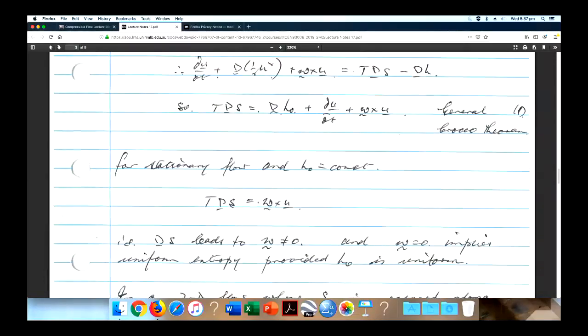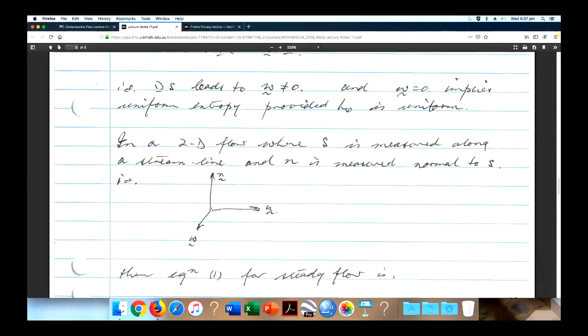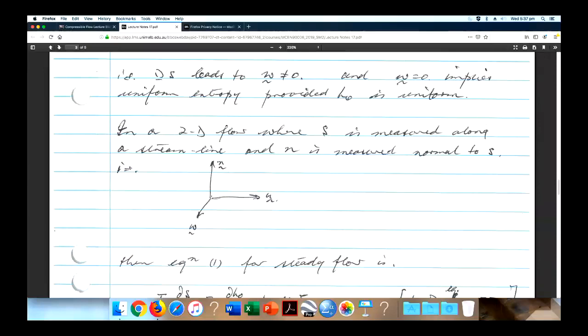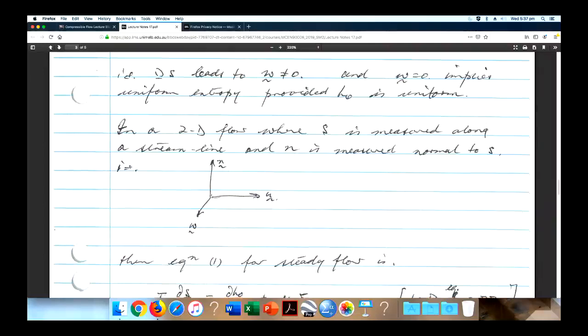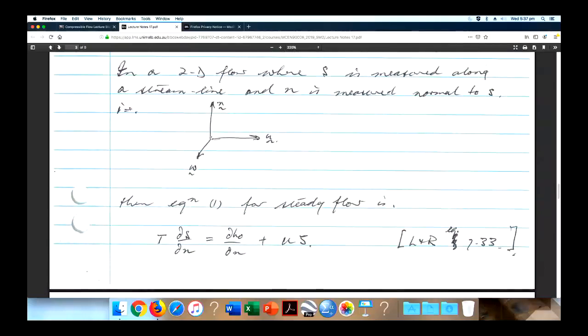And so in two-dimensional flow, if S is measured along a streamline and N is measured normal to the streamline, then the direction of the vorticity is perpendicular to that, and it's a right-hand rule. And so this Crocco relationship becomes very simple, that if I have a gradient in entropy in the normal direction, which I'll have if the flow's been through two different shocks, T times dS/dN will be equal to dH naught/dN if there is a gradient in total enthalpy, often there's not, plus U times zeta, where zeta is the component of the vorticity perpendicular to the direction of the velocity. So that's a two-dimensional flow, and there's only one component of vorticity in two-dimensional flow.